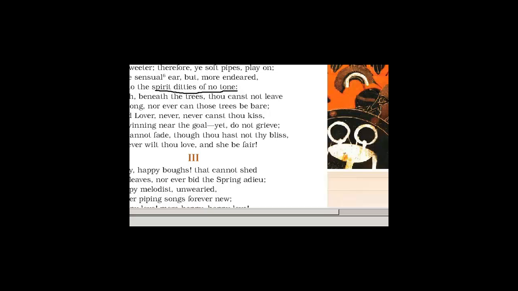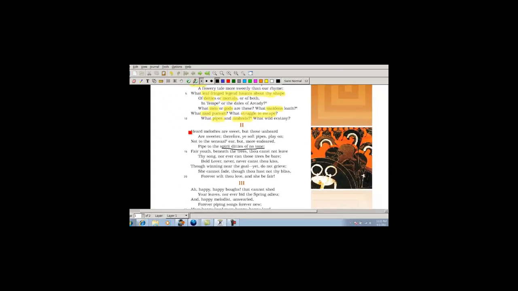Fair youth, beneath the trees thou canst not leave thy song, nor ever can those trees be bare. Bold lover, never, never canst thou kiss, though winning near the goal. Yet do not grieve, she cannot fade, though thou hast not thy bliss. Forever wilt thou love, and she be fair.